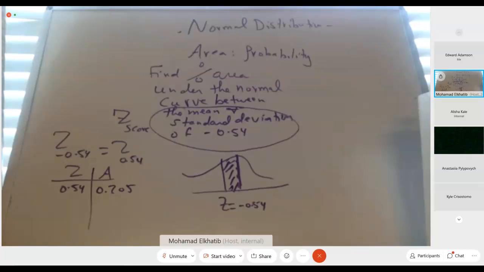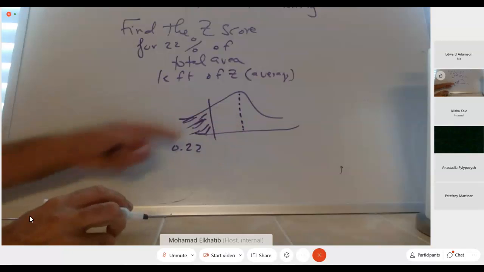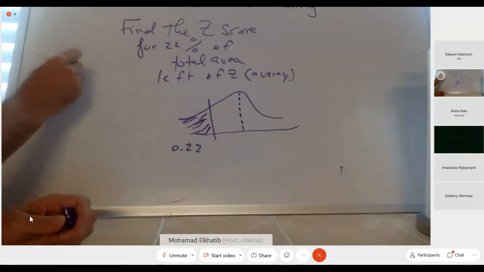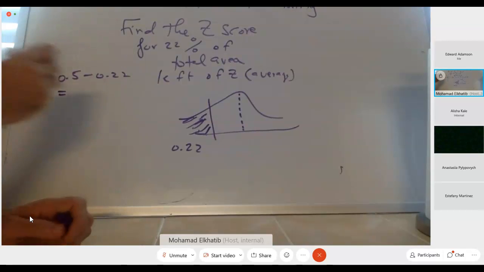So all you got to do here is look up the area from the table. That means the chance of somebody making a grade of negative 0.5, a little lower than the average, is about 20%. So the table is very easy to read, class. The table doesn't give you when Z is negative. For the Z positive, the whole half is what? 0.5. So I subtract 0.5 minus 0.22. That will give me 0.28.